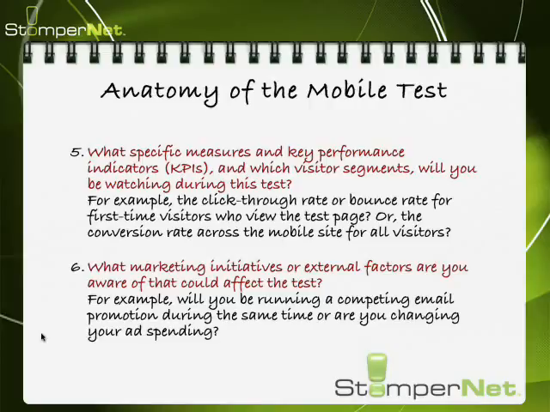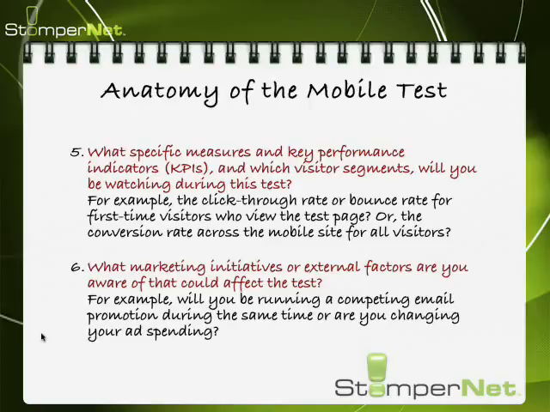Number 6, what marketing initiatives or external factors are you aware of that could affect the test? For example, will you be running a competing email promotion during the same time, or are you changing your spin rate on your ads? That can affect things. If you're doing an email out to the same or roughly the same database as you are a text message, then that's an external factor, but it's going to affect your marketing results. So you have to think about what you're going to be doing concurrently.